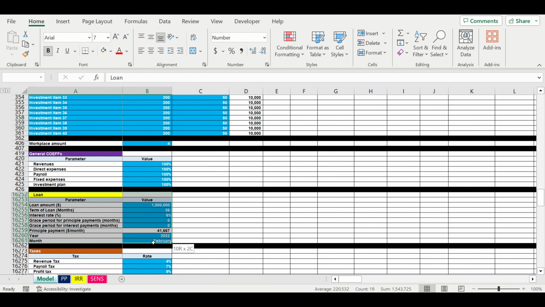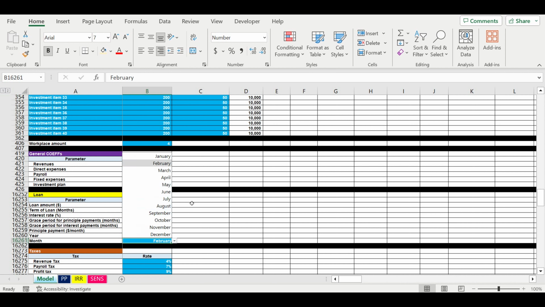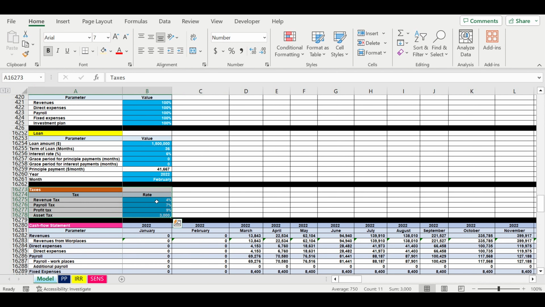We may also need to add a loan to our project. Let's look at it. First of all, we specify the amount of loan, term of loan, then interest rate, then when we get this loan, year and month, and finally we set up the grace periods, if we have any, for interest payments or principal payments.